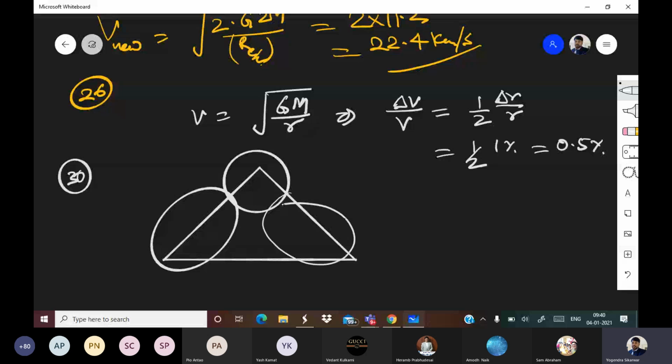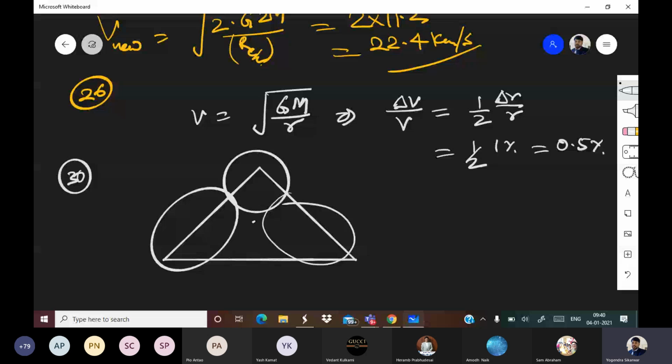Assume this as an equilateral triangle and these are identical metal balls. When the centers of the three balls are joined, the center of mass of the system is located, obviously, at the center of the triangle. So the center of one of the balls, no. Line joining the centers of two balls, no. Point of intersection of medians, that's the answer.